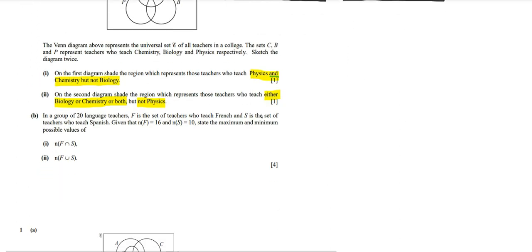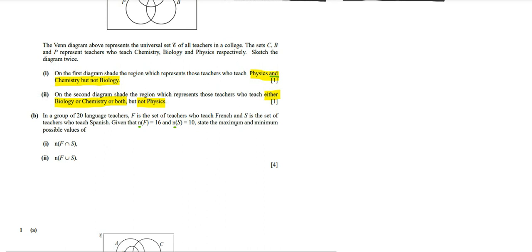Now next, in a group of 20 language teachers, F is the set of teachers who teach French and S is the set of teachers who teach Spanish. Now it's given that the number of French teachers is 16 and the number of Spanish teachers is 10. Just want to point out to you guys that this little n here means number. So number of French teachers, number of Spanish teachers, right?